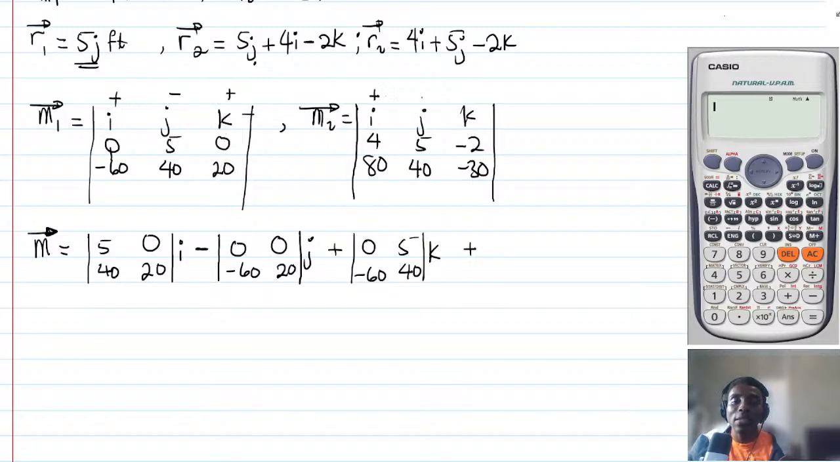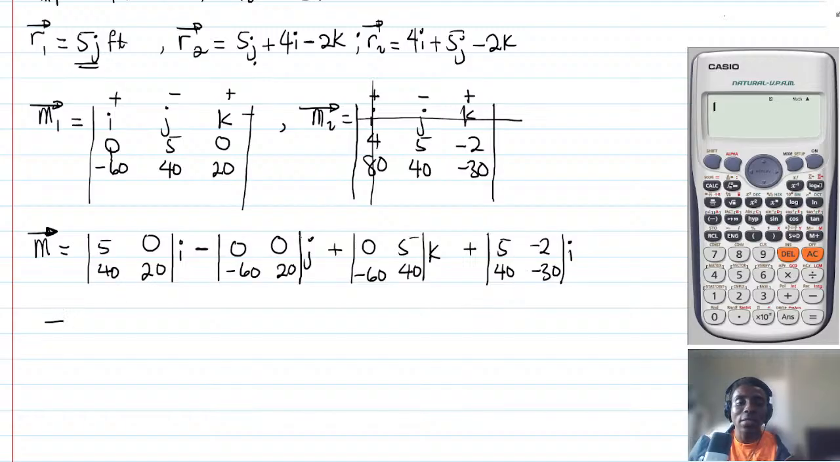So the same thing, plus minus plus. Okay, stand here, cancel all of this, cancel all of this, write what you have, and that's going to be 5 minus 2 40 minus 30 I. Okay, minus, so you come to the middle, cancel everything here, cancel everything here, write what you have, and that's 480 minus 2 minus 30 j.